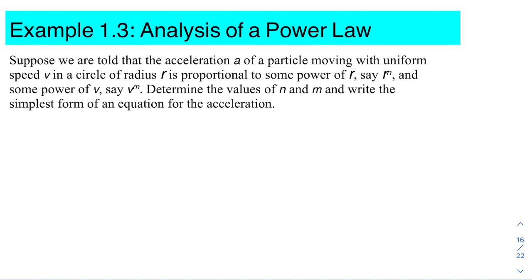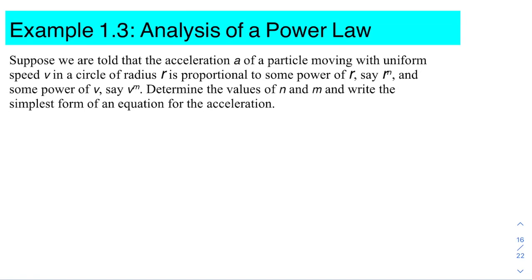Okay, example 1.3, analysis of a power law. Suppose we are told that the acceleration A of a particle moving with a uniform speed V in a circle of radius r is proportional to some power of r, say r to the power of n, and some power of v, say v to the power of m. Determine the value of n and m and write the simplest form of an equation for the acceleration.